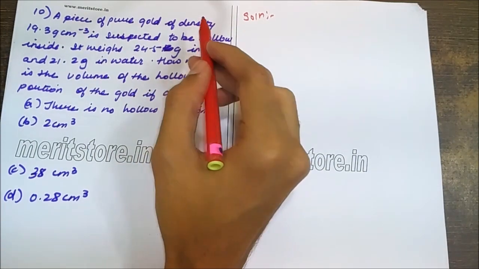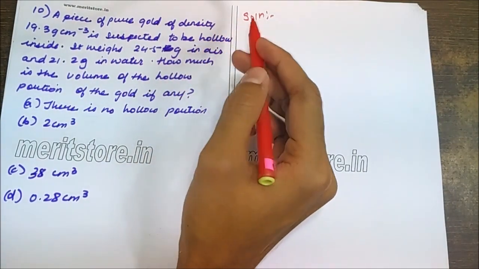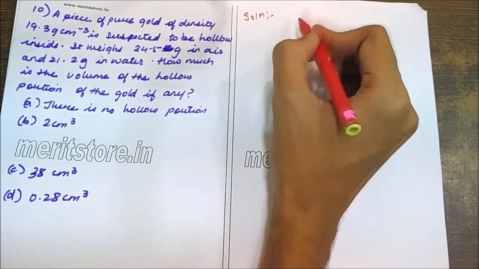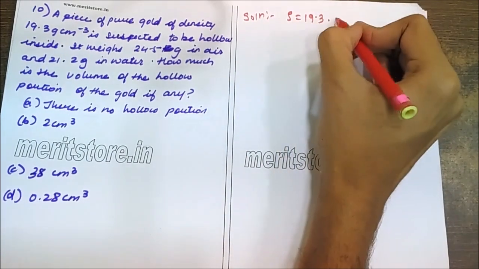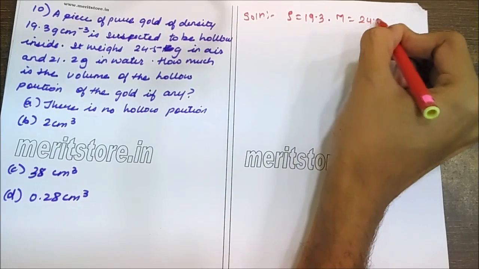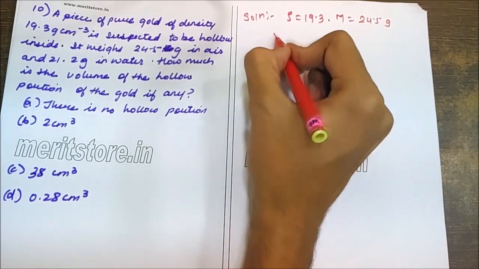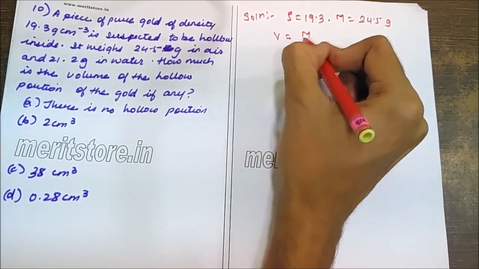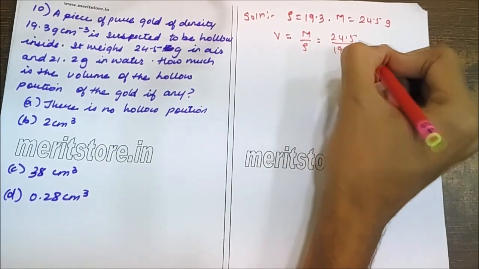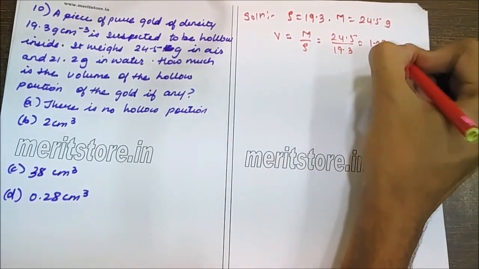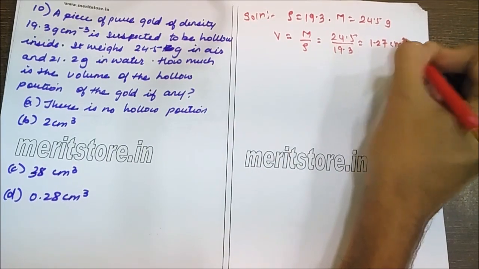So there is a piece of gold with pure density. The density of the gold piece is given as rho, which equals 19.3. Also the mass is given, 24.5 grams. So we can find the volume, that is m upon rho, which gives you 24.5 upon 19.3. Solving this comes out to the value 1.27 centimeter cube as the volume.